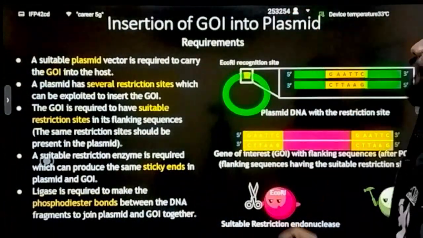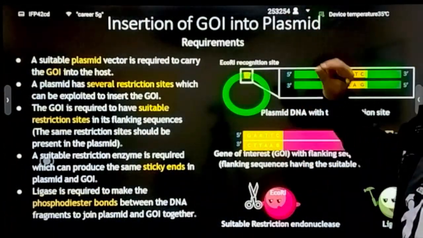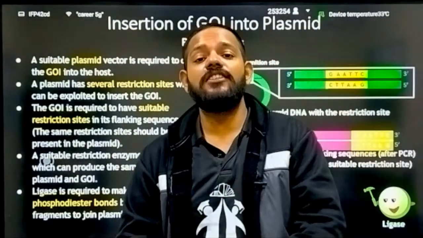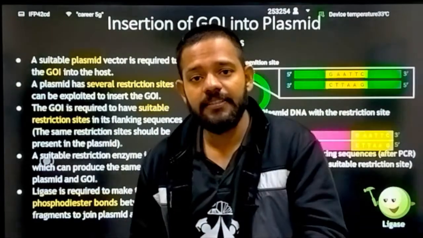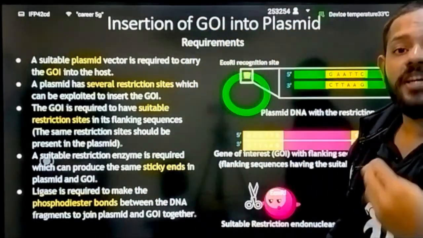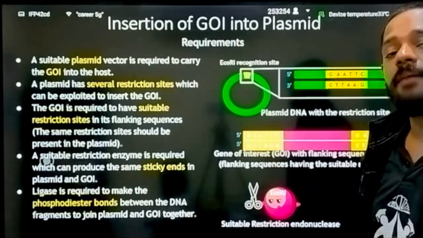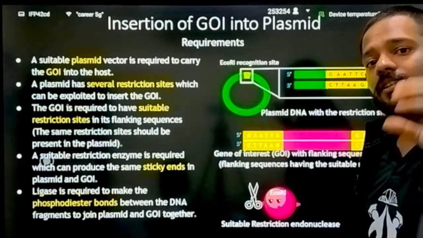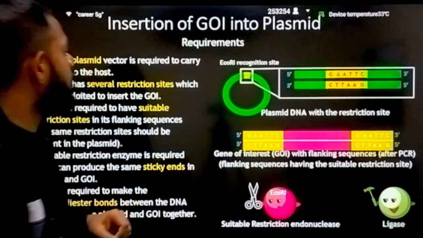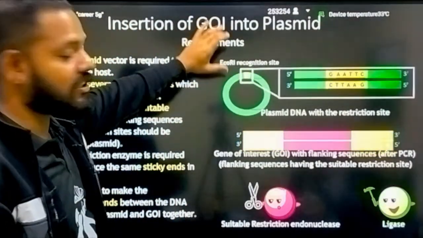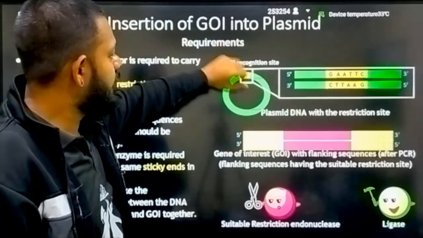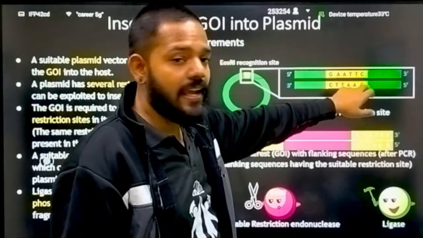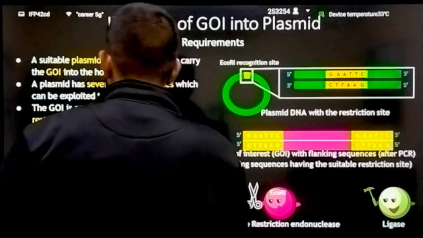Now we have to insert the gene of interest, the GOI, inside the plasmid. How can you insert it? With the help of a restriction enzyme. Now, how does this restriction enzyme cut to insert your GOI? Let's see. This is your EcoRI restriction recognition site, having the sequence GAATTC, and the complementary strand CTTAAG.